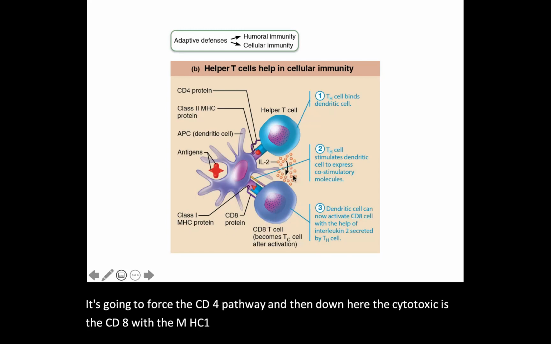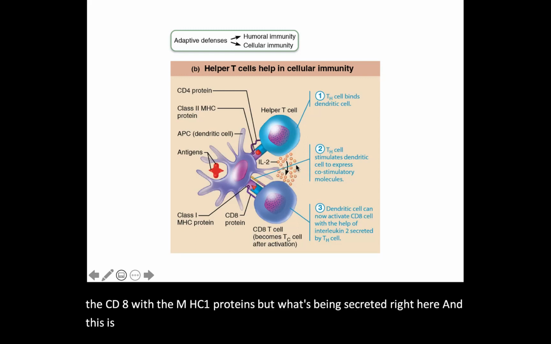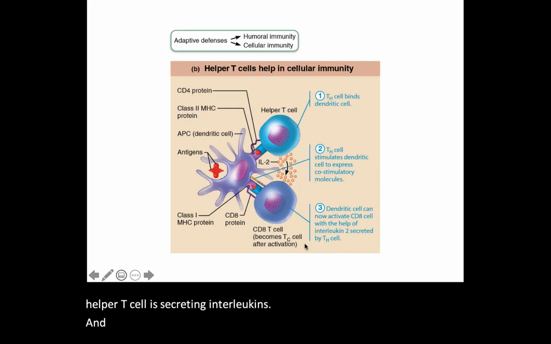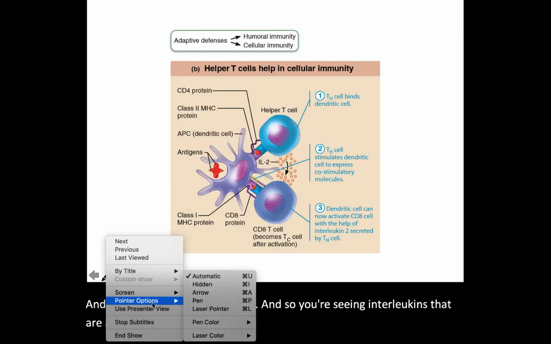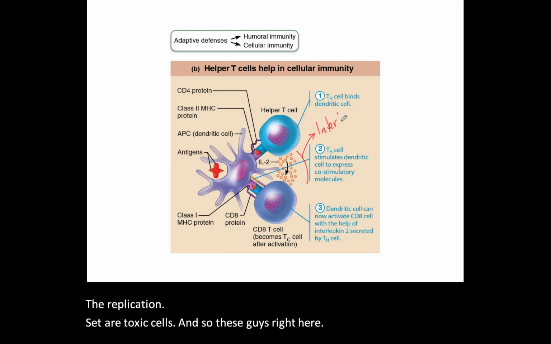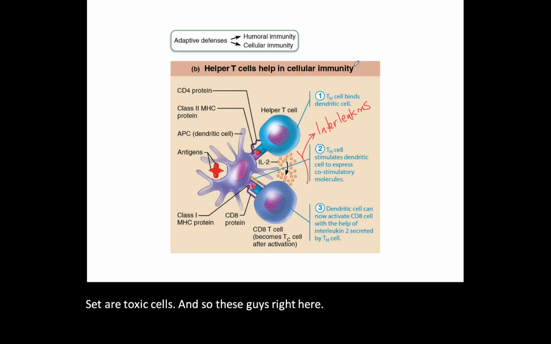But what's being secreted right here, and this is not well described in the diagram, at least not obviously, is that the helper T cell is secreting interleukins, and that's interleukins right there. And so you're seeing interleukins that are also helping to stimulate the replication of cytotoxic cells, being secreted by the helper T cells.